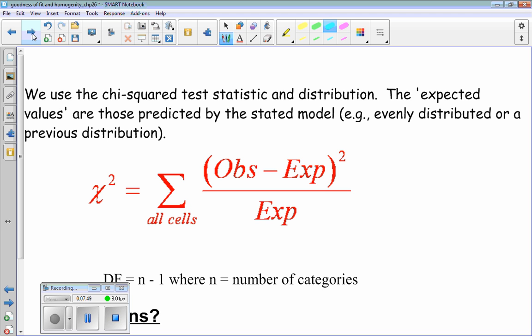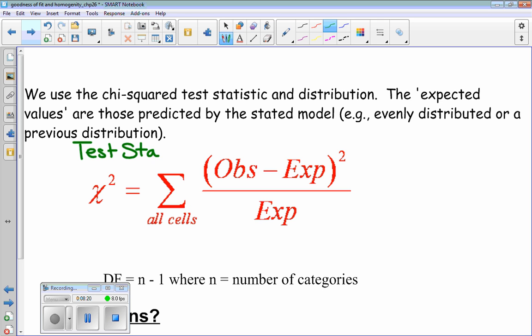Here is the formula, and I do believe it's on your formula sheet. Brian, check it for me, make sure it is. I think it's there on the bottom right. Chi-squared value, observed minus expected squared. It's there, so it's on your formula sheet, which is good news. It's not something you have to memorize, but we have to talk about how to calculate it. We're going to calculate it by hand a couple of times, but then we'll go ahead and use the calculator. This chi-squared value is the test statistic.